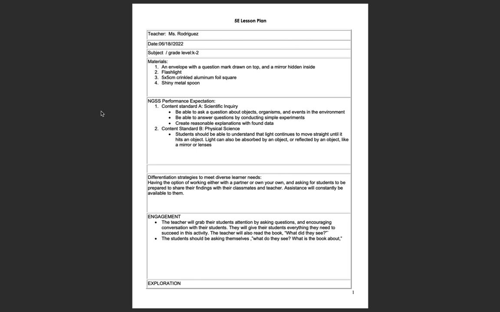The first E is engagement, and the teacher will grab their students' attention by asking questions and encouraging conversation with their students. They will give their students everything they need to succeed in this activity, which would be the materials. And they would also start the discussion by reading a book called What Did They See? And with this book, they're basically just getting their introduction and an attention grabber so that they're ready to pay attention and focus for said experiment. The students should be asking themselves while listening to the book and while looking around the classroom things, what do they see, as well as what is the book that they're reading about.